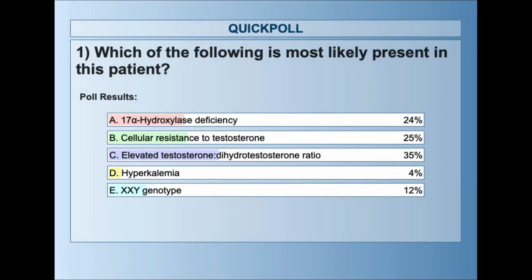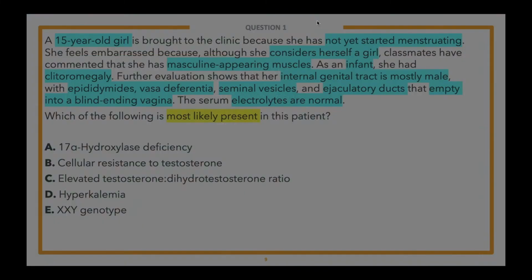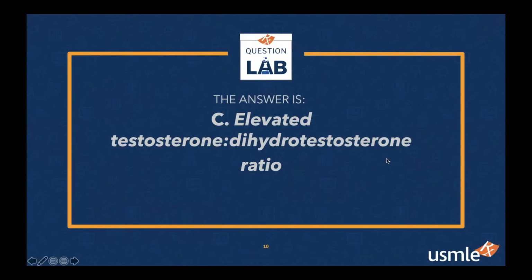All right, well, let's take a look and see what you selected. Looks like 35% of you selected answer choice E, elevated testosterone to dihydrotestosterone ratio. And the second and third place were pretty close, with 25% of you selecting B, cellular resistance to testosterone, and 24% of you selecting 17-alpha hydroxylase deficiency. So let's take a look and see what the correct answer is. And the correct answer is indeed C, and 35% of you got it right. So well done. This was a challenging question. Let me hand it to Paros so you can explain these answers to us.